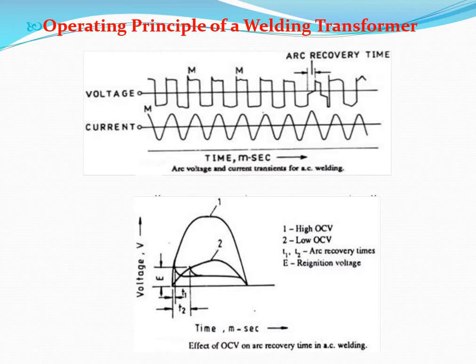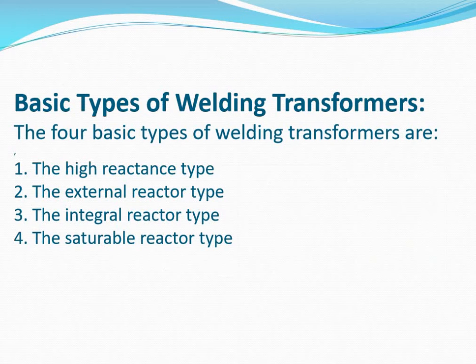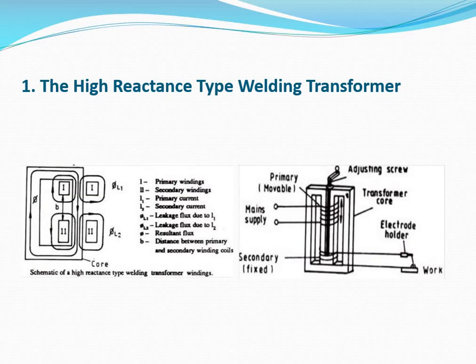Now, let us see the types of the welding transformer. There are 4 basic types of the welding transformer. First one is the high reactance type welding transformer. Second is external reactor type welding transformer. Third one is integral reactor type welding transformer. And fourth one is the saturable reactor type welding transformer. We will see these 4 types briefly.